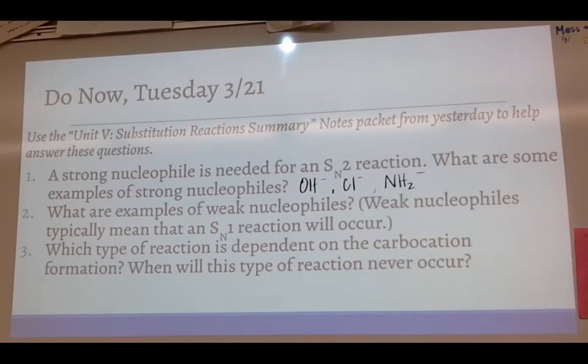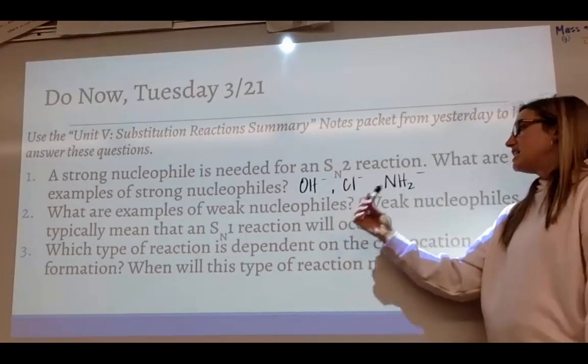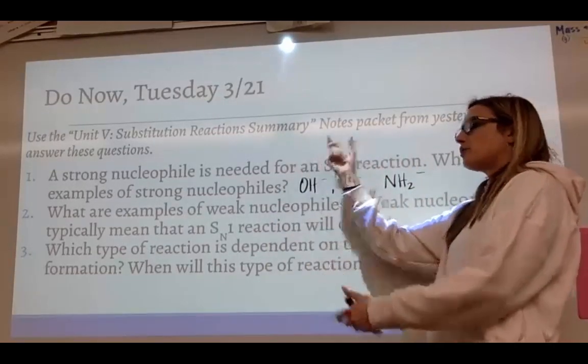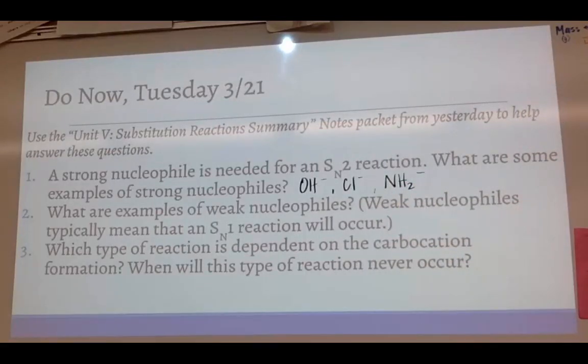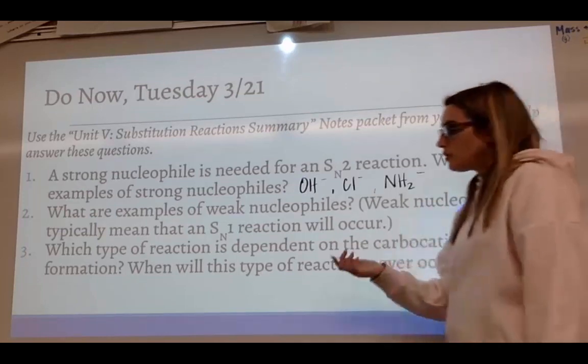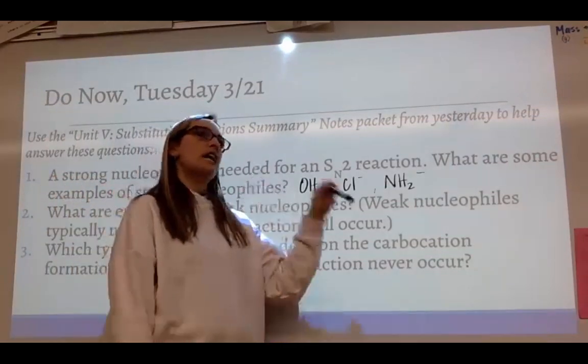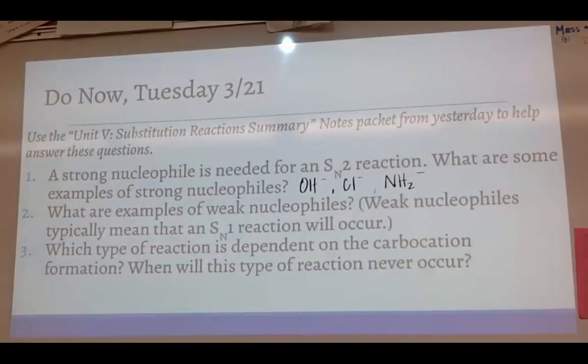Now, we might see it as NaOH or NaCl or NaNH2 because we need that cation to bring the anion into solution. But you could have a lot more strong nucleophiles than just these three. Strong nucleophiles are something with a negative charge. Strong nucleophile means that it will attack easily. So a strong nucleophile like OH minus has the strength to attack a carbon no matter the type of reaction, whether it's a single-step or a two-step mechanism.